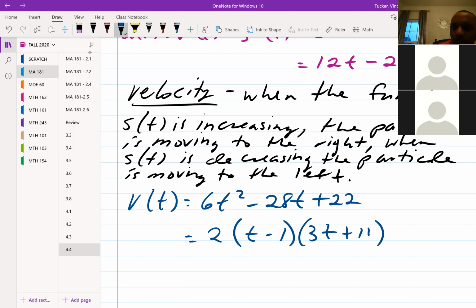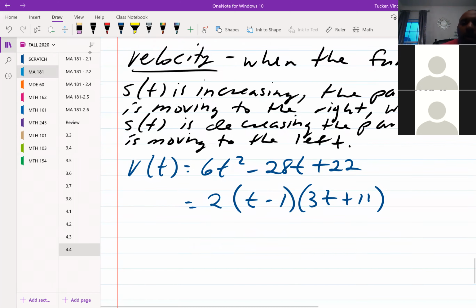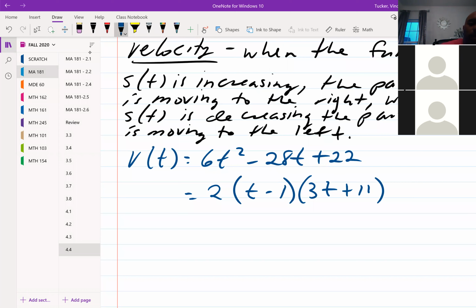All right, so because I factored out 2, we have 2 times t minus 1 times 3t minus 11. Okay, yep. All right, so set each piece equal to 0. We can get our zeros, critical points.